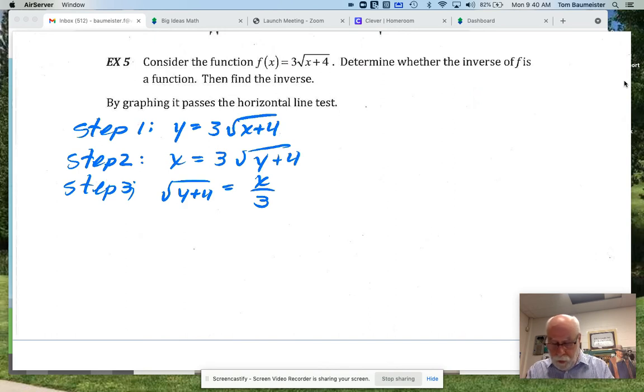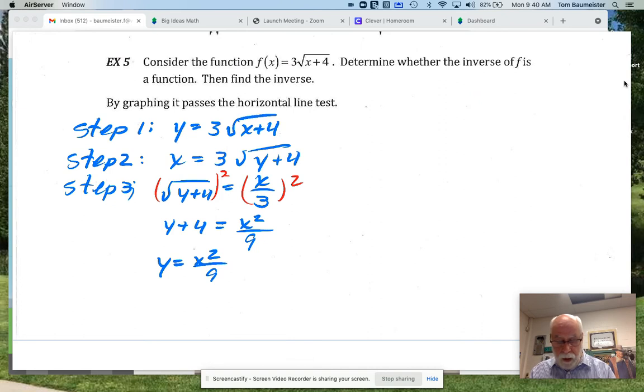Again, how do you get rid of a square root? You square it, so we have to square both sides. If we do that, then we'll get y plus 4 is equal to, again, we're going to square the x. We're going to square the 3, which is 9. And then we're going to solve. We'll get y is equal to x squared over 9 minus 4. So now we have the y by itself.